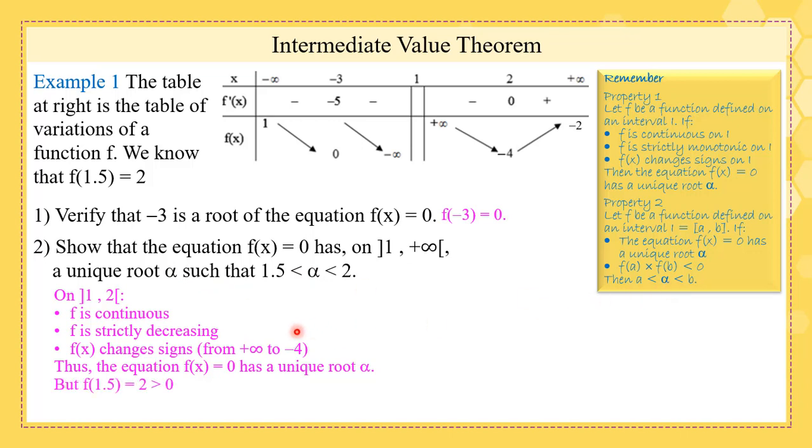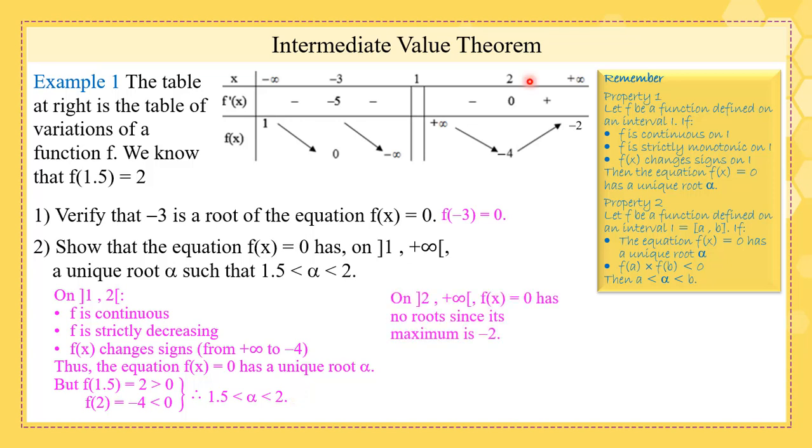We continue, but f of 1.5 is 2, and this is given, which is positive. And f of 2 is negative 4, and we can tell the answer from the table of variations. So one of them is positive, the other one is negative. So we can see that their product is negative, so alpha is between 1.5 and 2.